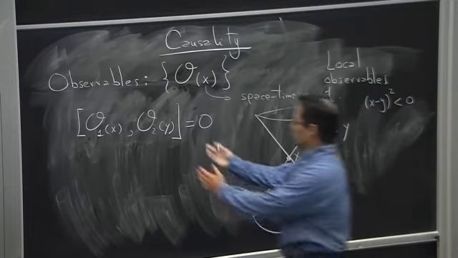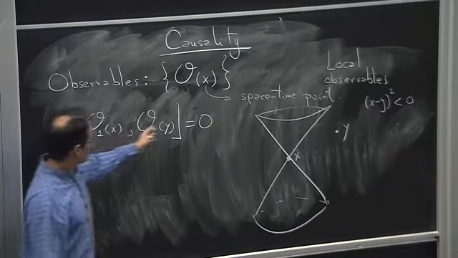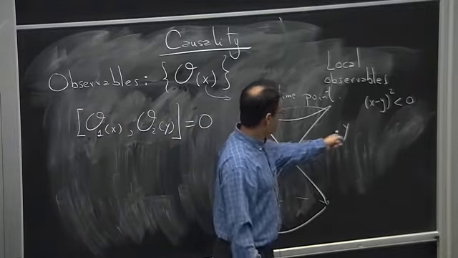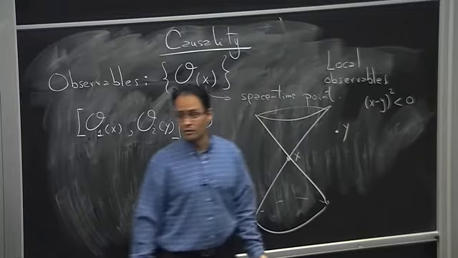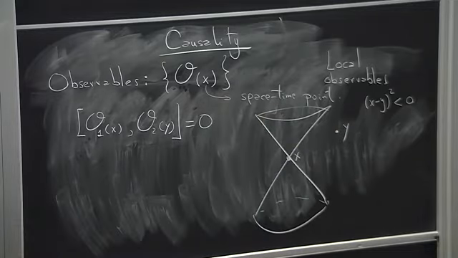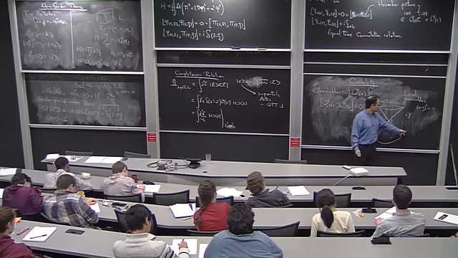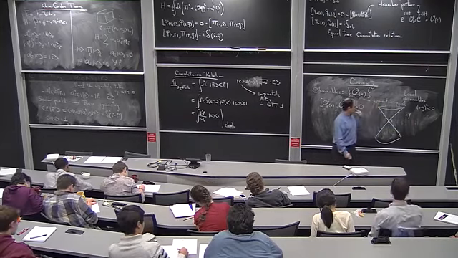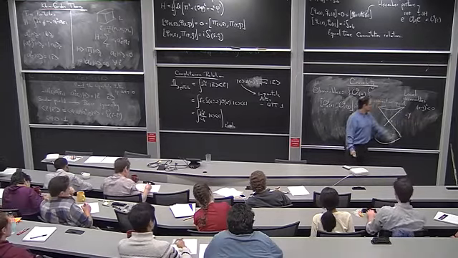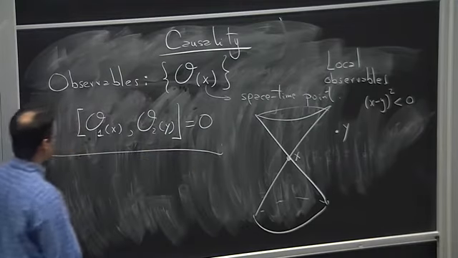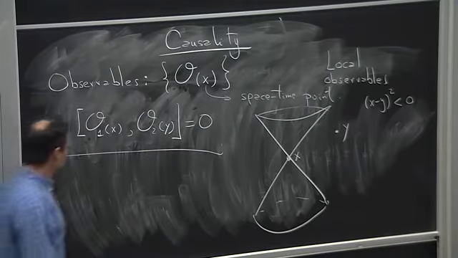Of course, if it wasn't 0, then a measurement here could affect a measurement here, and therefore we will have propagation of information at speeds faster than the speed of light. Of course, by Lorentz transformation, we could even go back to the past. So all these points are connected by Lorentz transformations, right? So this is the requirement that we should impose on the set of observables in our theory.